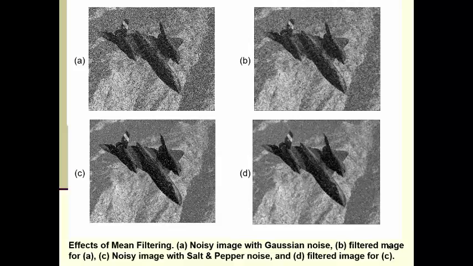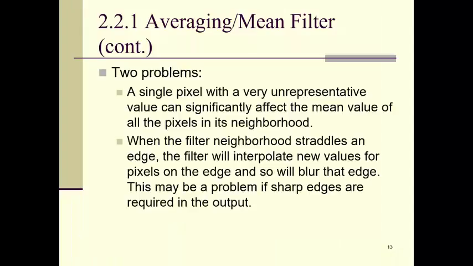So here in this figure, he's showing us, as you can see, in the first image he has added a noise according to Gaussian distribution, and in the second image, image C, he has added the type of noise that's called salt and pepper. Okay? And here B is the result of filtering A, and D is the result of filtering C, using the averaging filter that we have. So we have these two problems.